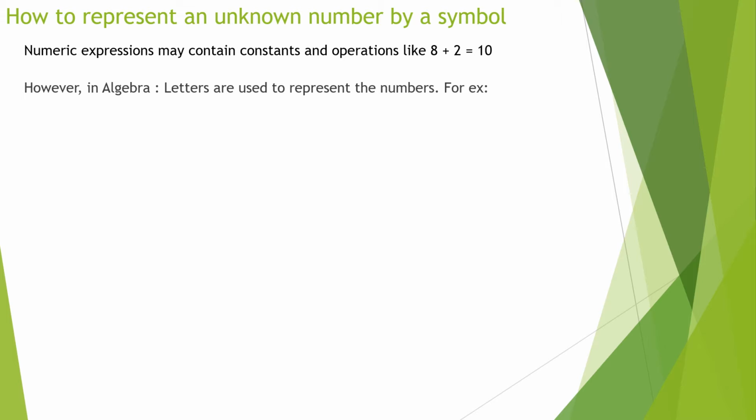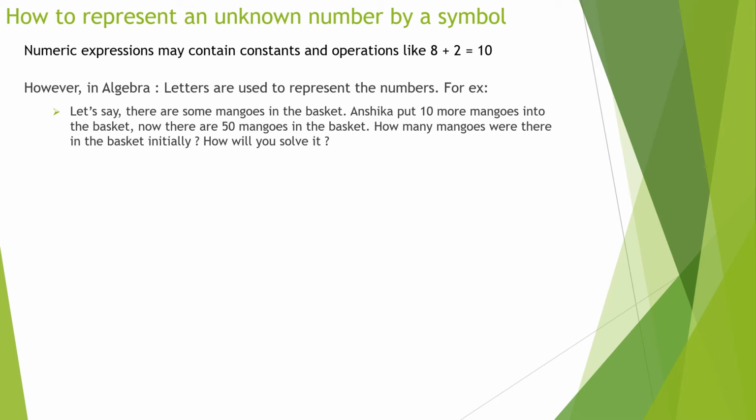we can use symbols instead of numeric values as well. For example, let's say there are some mangoes in the basket. We do not know how many mangoes there are in the basket. Anshika puts 10 more mangoes into the same basket. Now in total there are 50 mangoes in the basket. We have to find out how many mangoes were there in the basket initially. So how will you solve it?